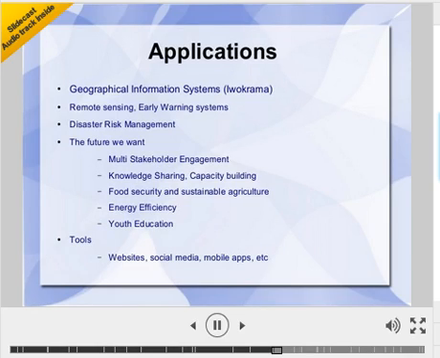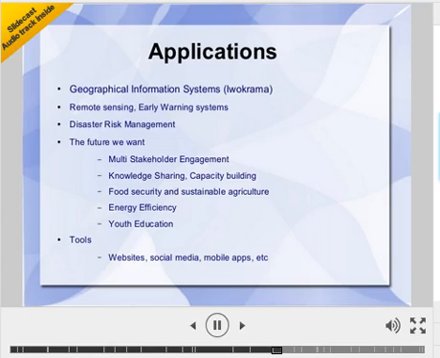Okay, so in terms of applications, the first major one is Geographical Information Systems, which Roxroy will talk about. The second is remote sensing and early warning systems, how we use the technology for that. We look at ICT for disaster risk management. And then I thought I would organize the rest of the presentation according to the future we want: multi-stakeholder engagement, knowledge sharing, capacity building, food security, sustainable agriculture, energy efficiency, youth education. And in all of the time that I'm talking about ICTs here, the kind of tools I'm talking about are things like websites, social media, mobile apps, etc. Right?